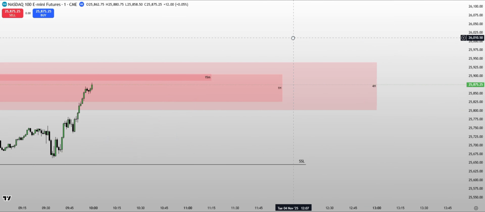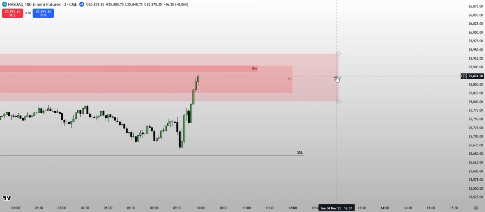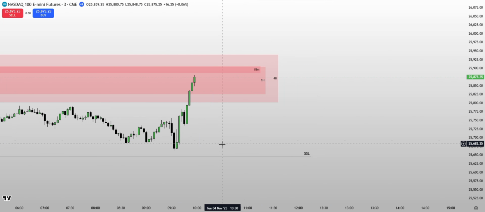So we go on the lower time frame. We could go on the 3 minute, 1 minute, 2 minute, 4 minute, 5 minute. One of those time frames, whichever one resonates with you the most. And we're going to analyze what price does here to this point.